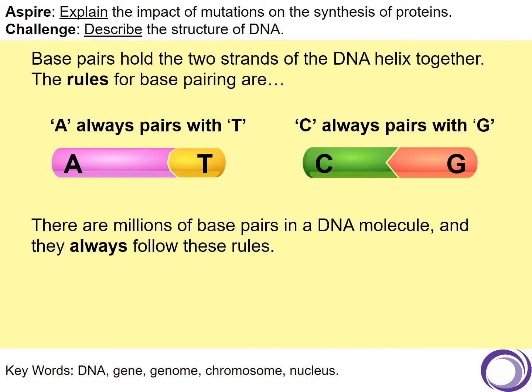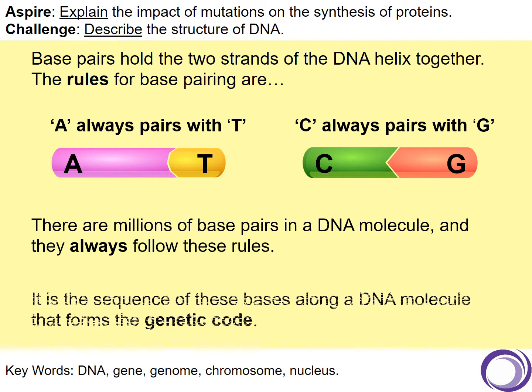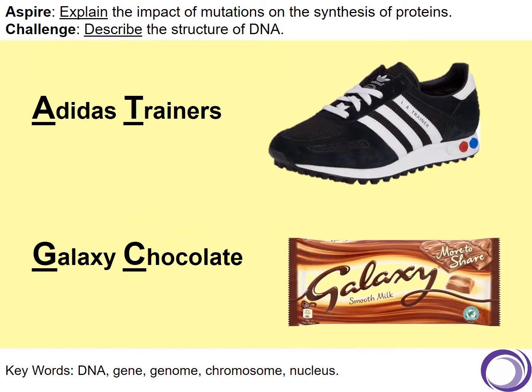4 bases, A, T, C and G. A always pairs with T and C always pairs with G. It's a sequence of these bases along a DNA molecule that forms the specific genetic code. Okay, so a way to remember them. Adidas trainers, Galaxy chocolate, A and T, C and G. You might want to come up with your own. Just a simple way of remembering them.